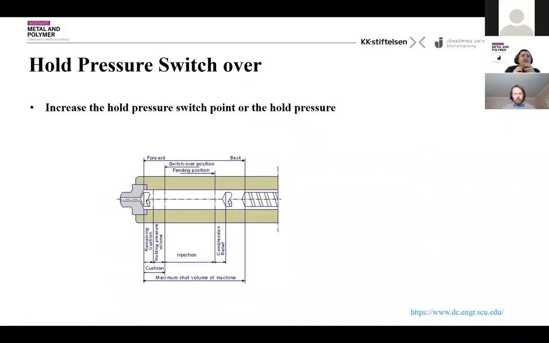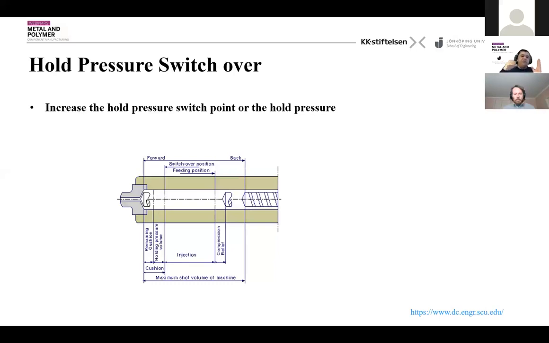Another way of fixing this sinking defect is to increase the hold pressure switch point. The hold pressure or VP switch point is the point where you switch the ram's first movement in the injection molding process.